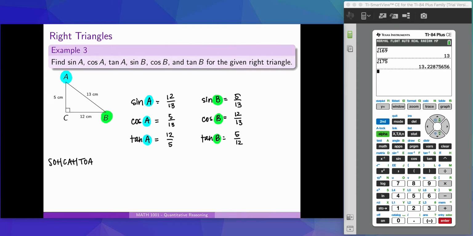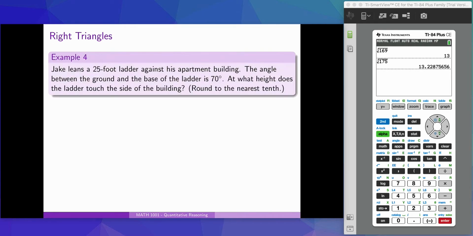Okay, so let's do another example. Let's do an example of a real world problem situation. Jake has a 25-foot ladder that he's going to lean against his apartment building. So let's draw, maybe that's the side of the apartment building, there's the street. And he's going to lean a 25-foot ladder, so that's 25 feet, against the building. The angle between the ground and the base of the ladder, right here, we know is 70 degrees.